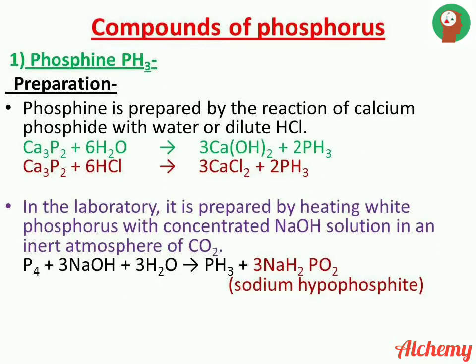Next we will discuss the different compounds of phosphorus. The first compound is phosphine, PH3. Phosphine is prepared by the reaction of calcium phosphide with water or dilute HCl. In the laboratory method, it is prepared by heating white phosphorus with concentrated sodium hydroxide solution in an inert atmosphere of carbon dioxide. The reaction is P4 plus 3 NaOH plus 3 H2O gives phosphine plus sodium hypophosphite.